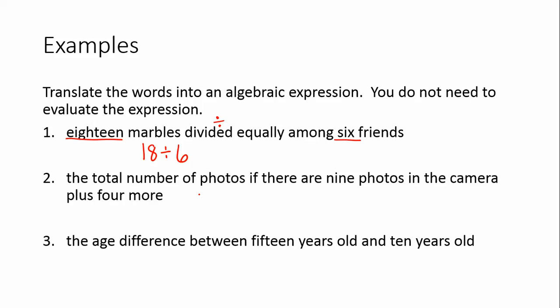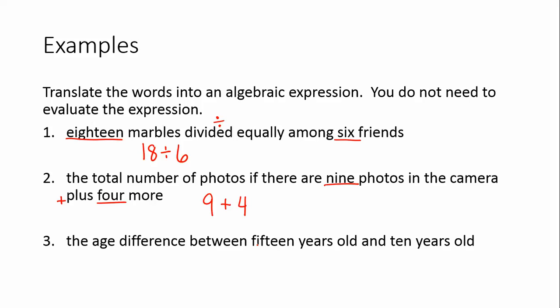Number 2 says the total number of photos if there are 9 photos in the camera plus 4 more. So the numbers that I see here are 9 and 4, and our operation is plus, which is addition. So we would write 9 plus 4.